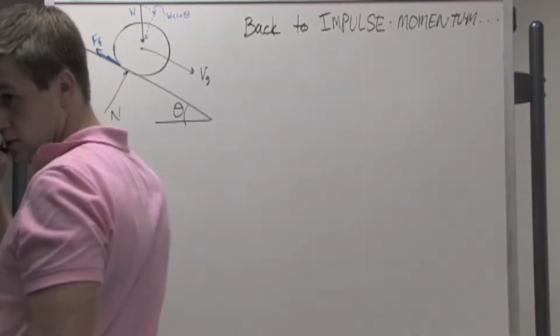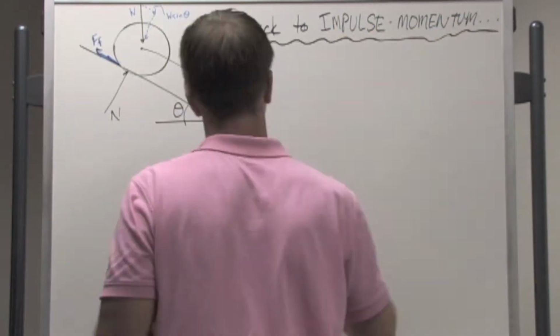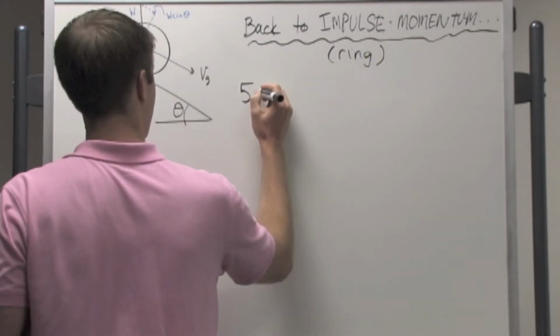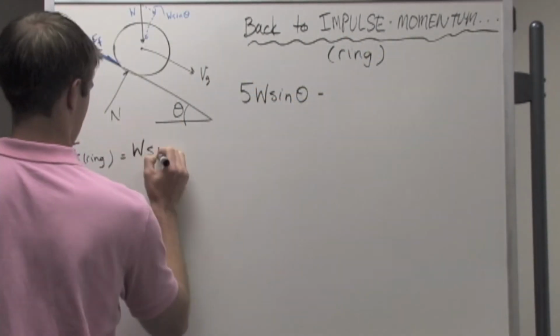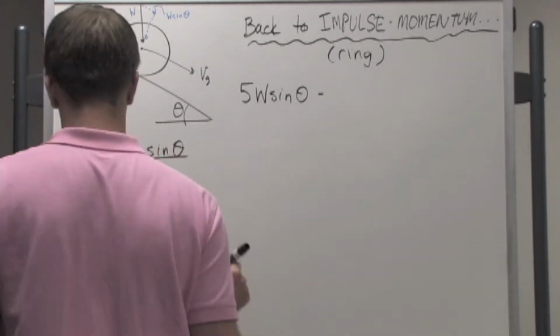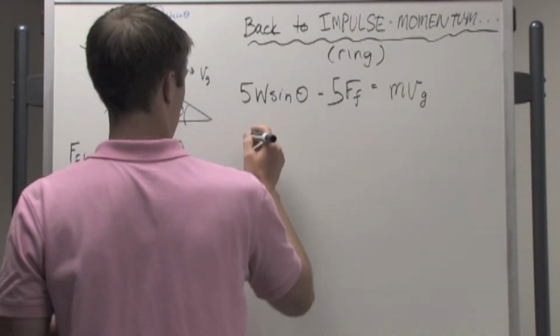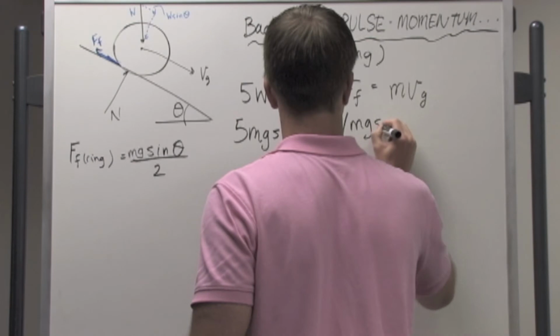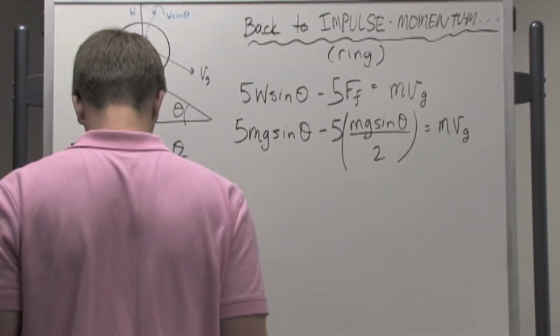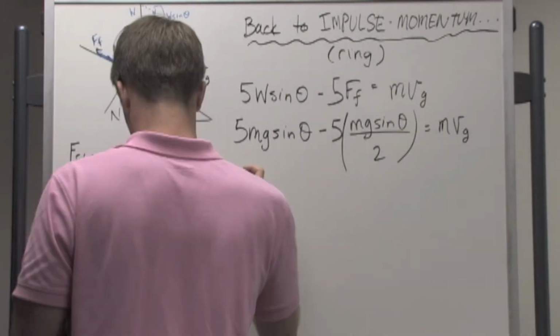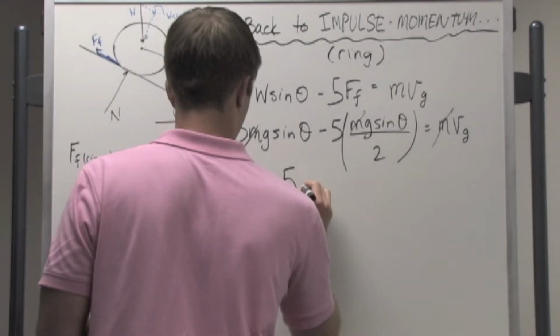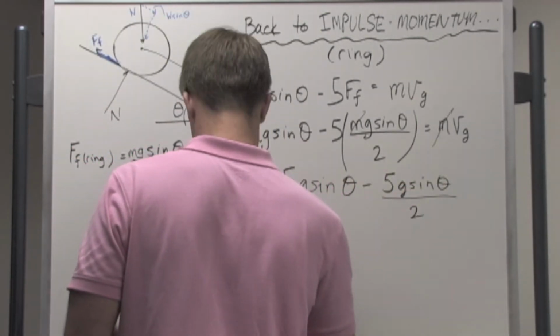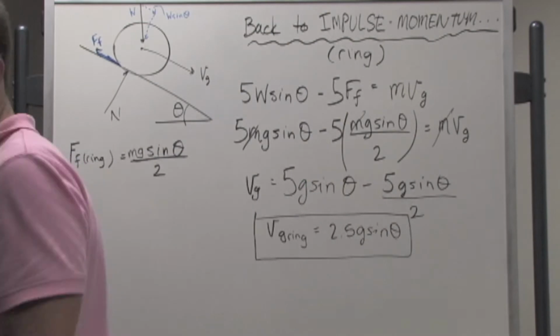Going back to the impulse momentum equation, we used our newly found force of friction, which equals mg sine theta over 2, and plugged it back into the equation. This gave us 5w sine theta minus 5 times the force of friction equals mass times velocity. After doing the algebra, we solved for V_G and found it to be 2.5 g sine theta.